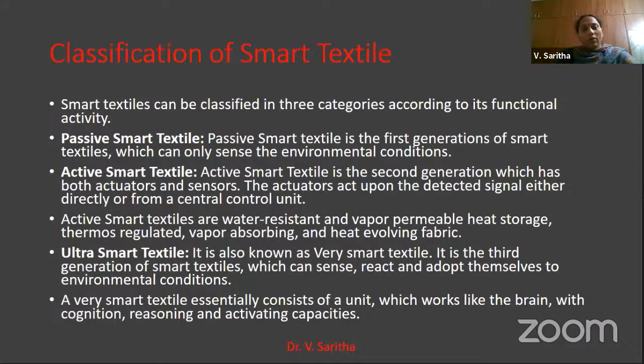Okay, so a very smart textile essentially consists of a unit which works like a brain with cognition, reasoning, and activating capacities. Okay, so obviously when we want to make something adapt, then the corresponding device should work like a brain.